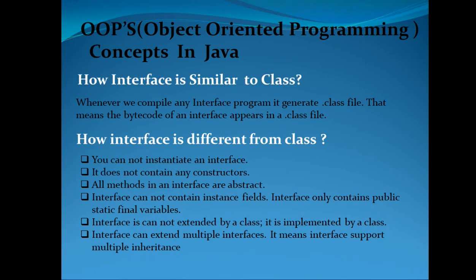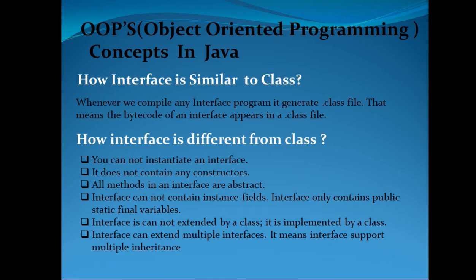Next is how interface is similar to class. This is a very important question. Whenever we compile any interface program, it generates a .class file. That means the bytecode of the interface appears in a .class file. That's why interface is similar to class.